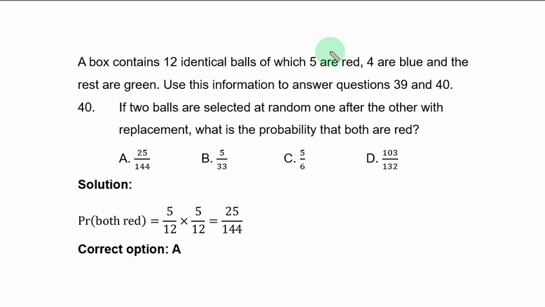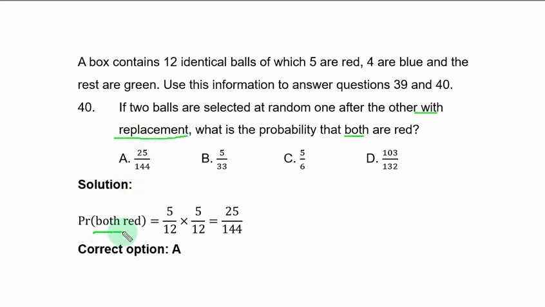Question 40. If two balls are selected at random, one after the other with replacement, what is the probability that both are red? Both implies multiplication law. Then with replacement, that condition simply means that the total is not affected. After picking the first ball as red, you replace it before the next picking, so the total remains the same.